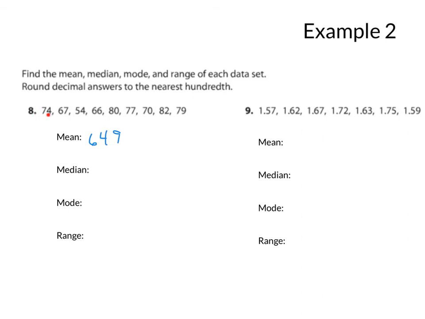I added these all together and I got 649. Next, I'm going to divide by how many there are. 1, 2, 3, 4, 5, 6, 7, 8, 9. I'm going to divide this by 9. And I got 72 and 11/100ths.